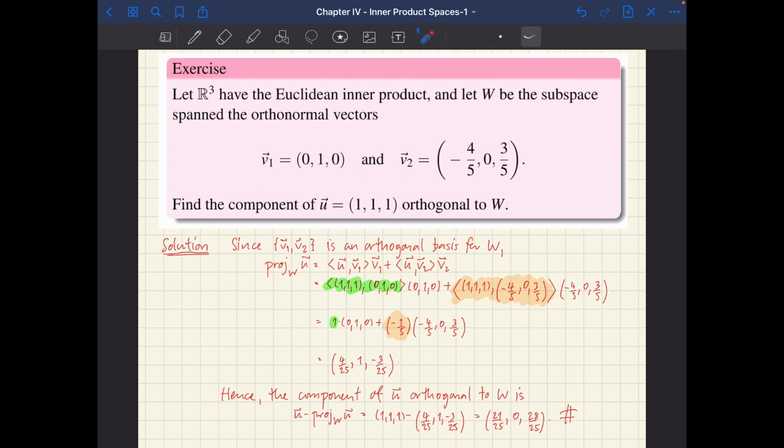From the example that we already talked about in this video, you can see that if we have an orthogonal basis, you can find the component of a vector that is orthogonal to the subspace more easily, and you can find the coordinate vector easily, right?